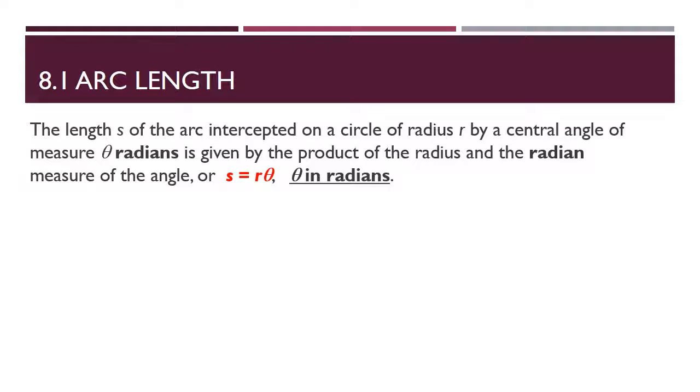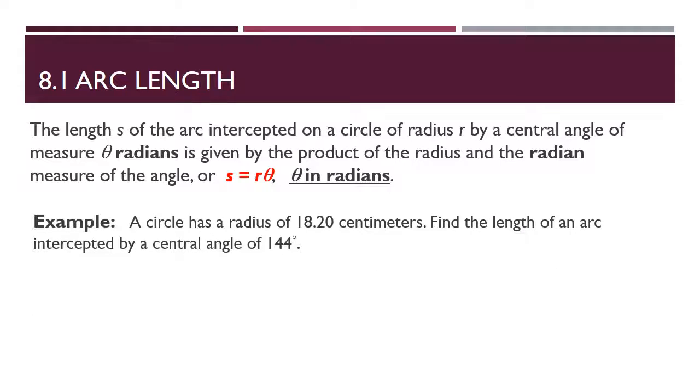The problem is, it's a very simple formula, but people forget that the angle must be in terms of radians. It will give you the angle in terms of degrees sometimes, and you have got to make that conversion before you use the formula. So you really need to get it in your head that the angle has to be in radians in order to use this formula. So try this example. A circle has a radius of 18.2 centimeters. Find the length of an arc intercepted by a central angle of 144 degrees. Pause the recording, give this a try, and resume to check your answer.